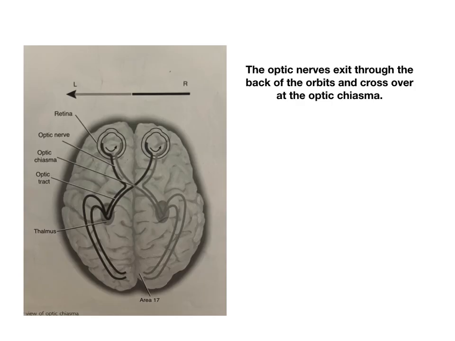So this is a great slide because it's a pretty simple slide, but it shows you the globes of the eye. You can see then the optic nerves that are exiting through the back of the orbits, and then they cross over at the optic chiasma, which is definitely one of those important terms that you're going to need to know in MRI, because when you're planning or when you're looking at this area, you always want to make sure you address the optic chiasma.